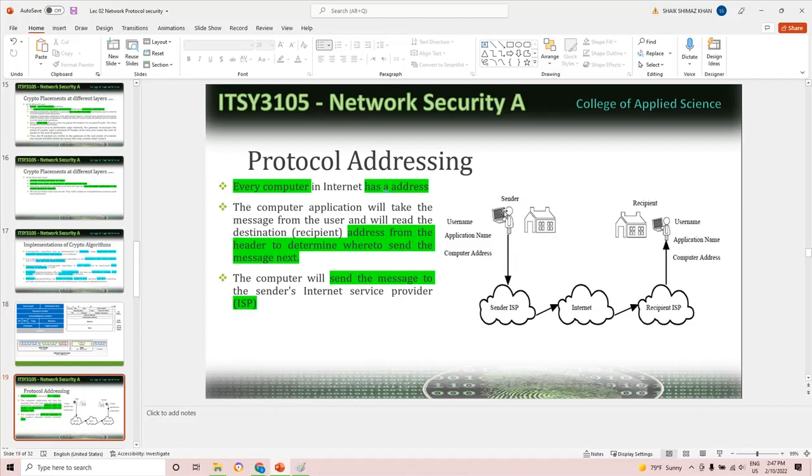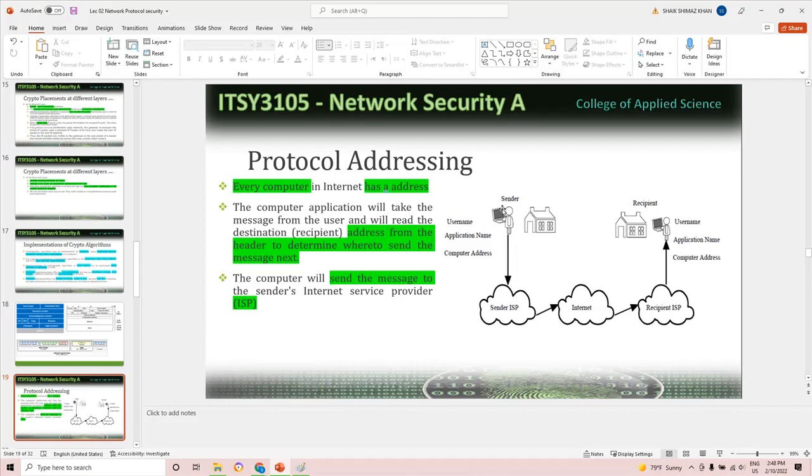Okay, so for example, you are sending some message that has to reach this system. So what will happen? Along with the message, we have seen in the previous slides that a header will be attached. In the transport layer, a TCP or UDP header, and in the network layer, an IP header will be attached. The IP header will have the source IP, the IP address of this system, and the destination IP, the IP address of the other system. That information it will have.